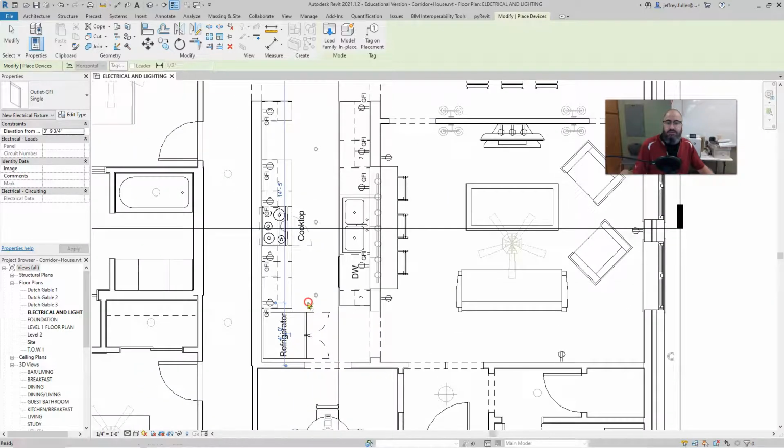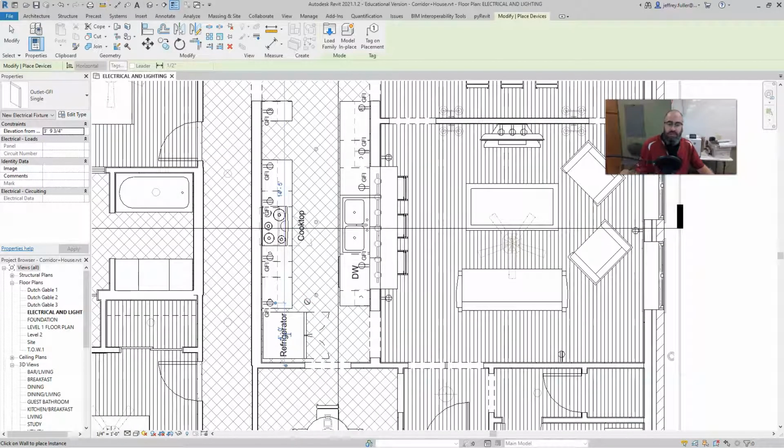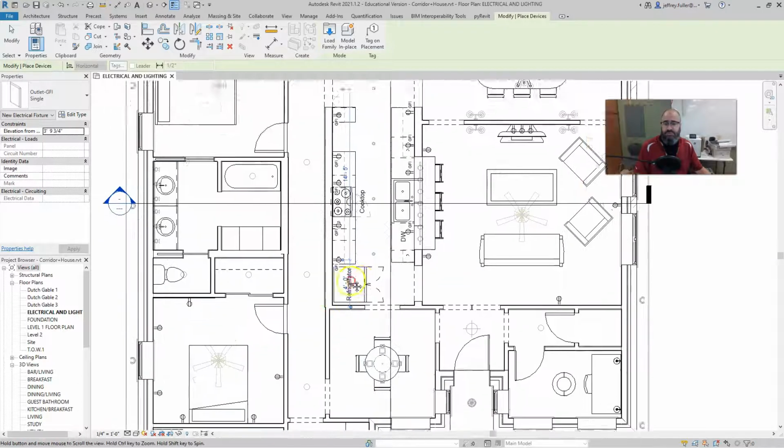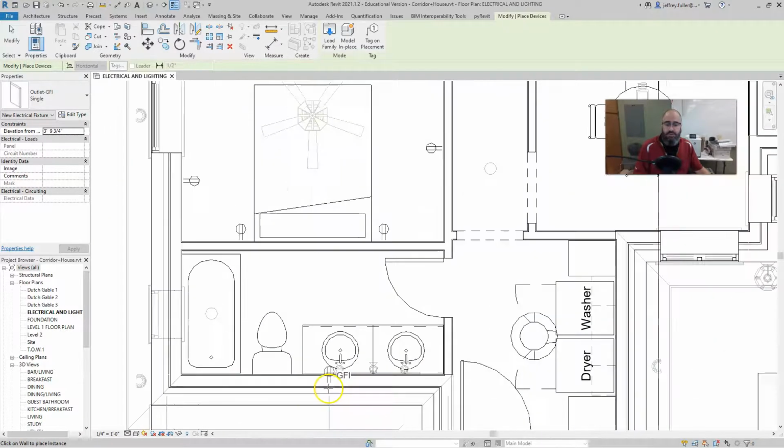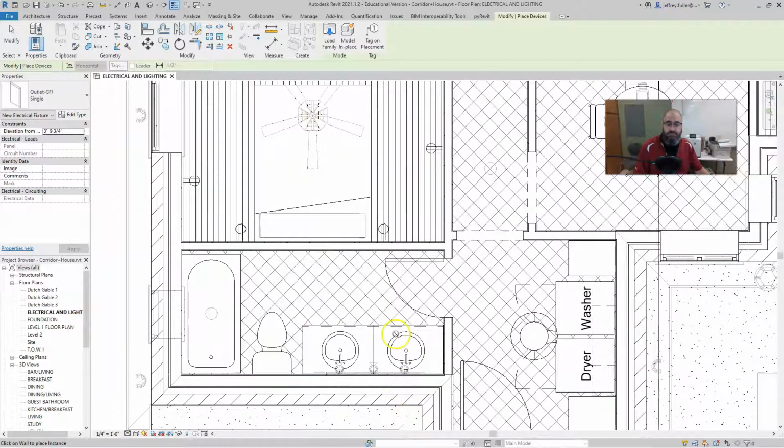So that is, and again, looking at money and budget, these receptacles cost money, but they're not very expensive. And you can just about afford to put these anywhere. Bathrooms, the same thing. Bathrooms will have receptacles. Now you've got two sinks right over here, so it's probably best to put one by each sink. So we get someone who can shave, and someone else who can use their blow dryer.